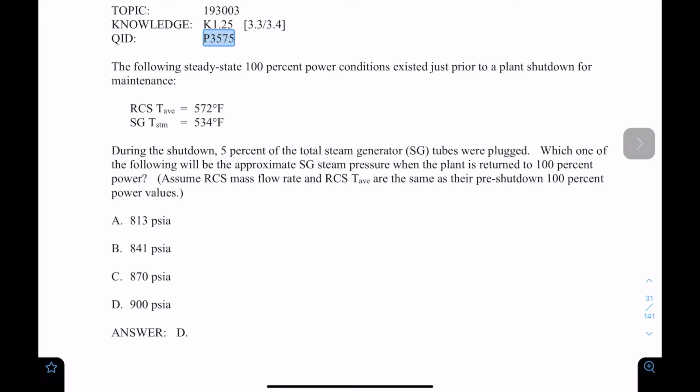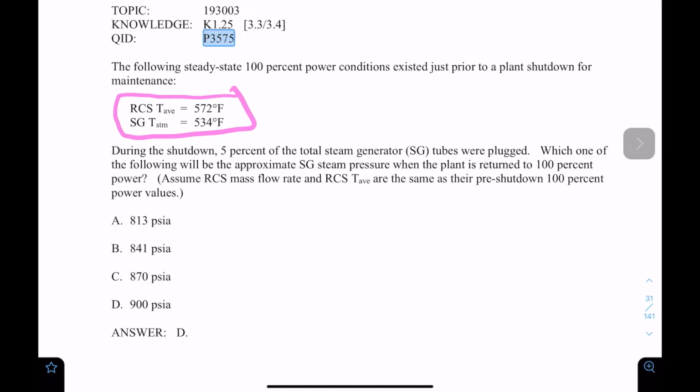Okay, so now P3575. The question is, the following steady state 100% power condition existed just prior to a plant shutdown for maintenance. So initially we have this, right? We have that. So now these are the conditions for the plant that we had.